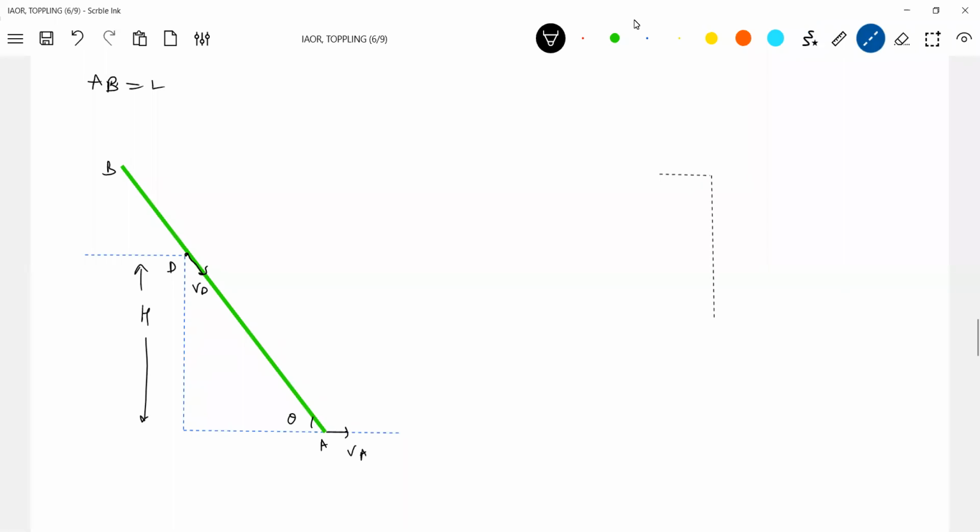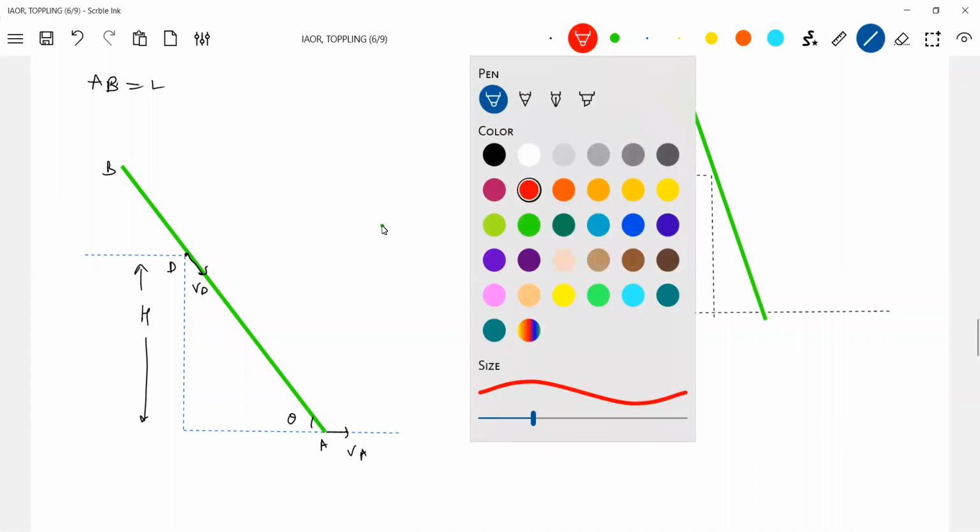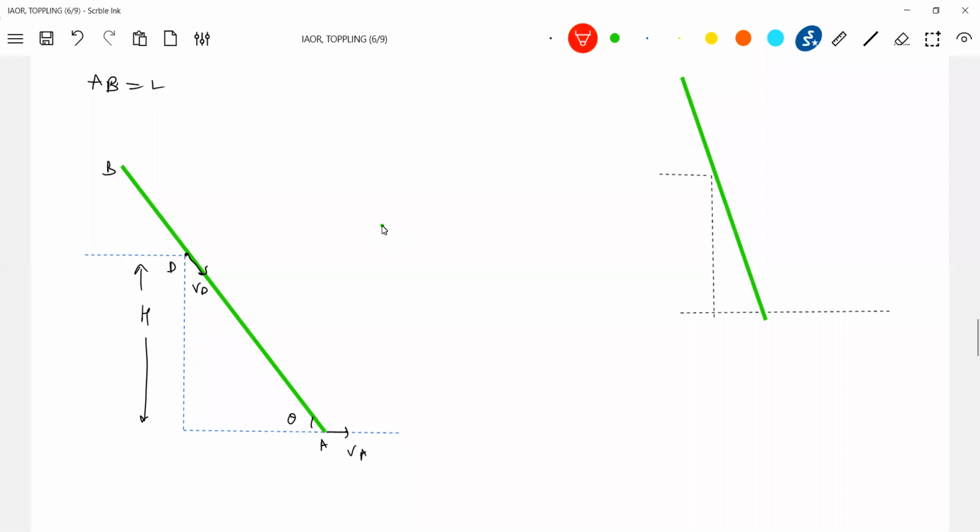For various instants, just make a guess how the rod will be. So initially, let's say this will be the rod. You can see, no. Then after some time, what do we get? This will be the position. I'm just showing with a different color so that it will be easy for you to follow.